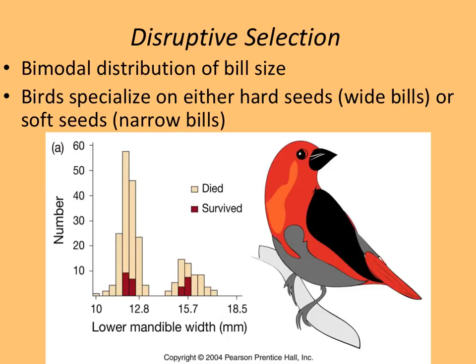And so, as you can see, these are the ones that died, and those are the ones that survived, right? And so you end up with these populations where the median bill depth is either around 15 or around 11. That means there's now what's called a bimodal distribution.